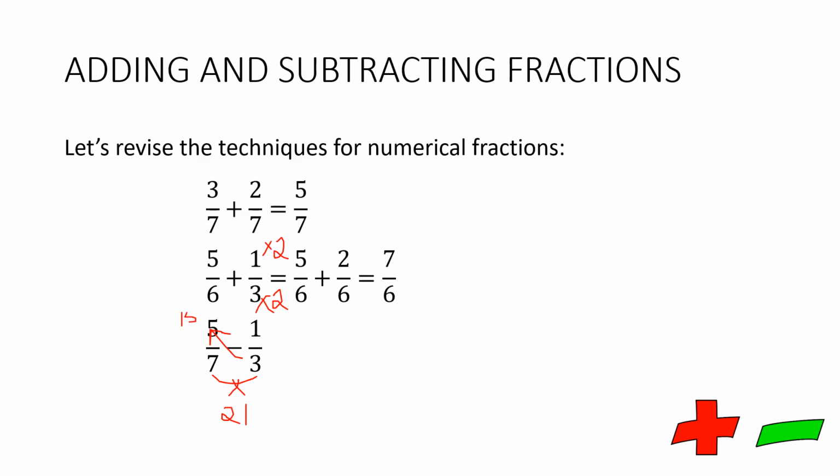And then across here, 7 times 1 is 7. You may be familiar with that technique, sometimes called butterfly fractions. So I've got 15 on 21, take 7 on 21. And now our denominators are the same, so we can subtract across the top. 15 take 7 is 8 over 21.